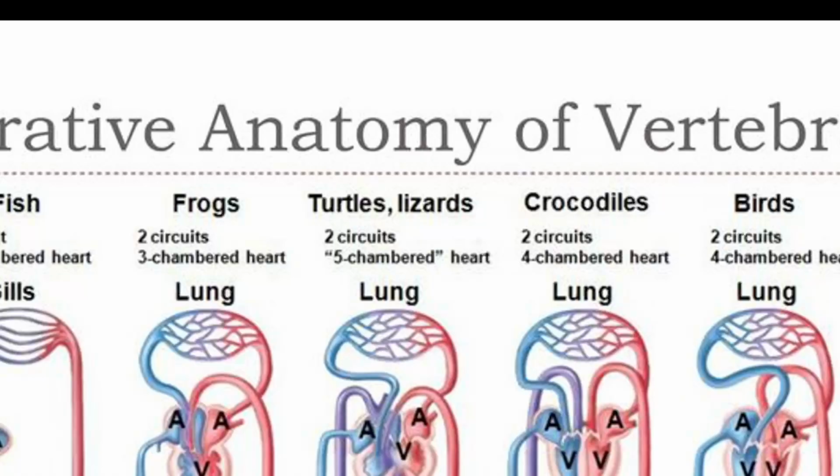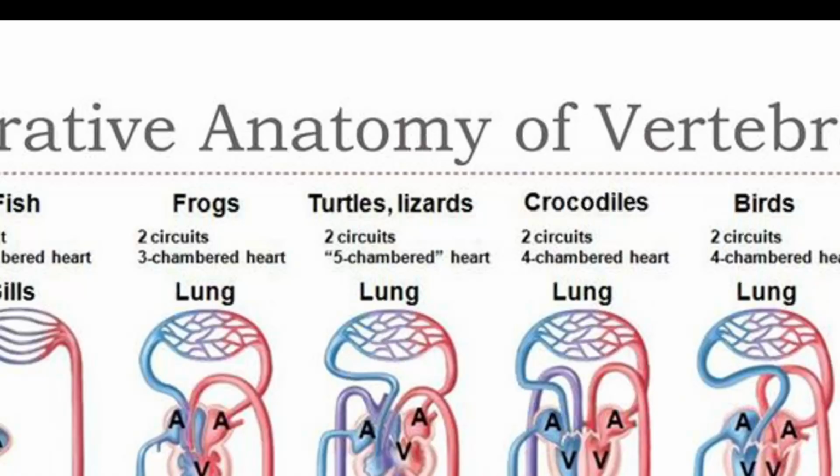Then farther in evolution we have turtles and lizards, which are reptiles. Two circuits, five chambered heart. The ventricle is divided into chambers. Now the single ventricle present in the frogs is divided, making a five chambered heart. It still has two circuits, one to the lung and back, and from separate compartments pumping the blood back to the body and getting deoxygenated blood from the cells and putting it back inside the heart.